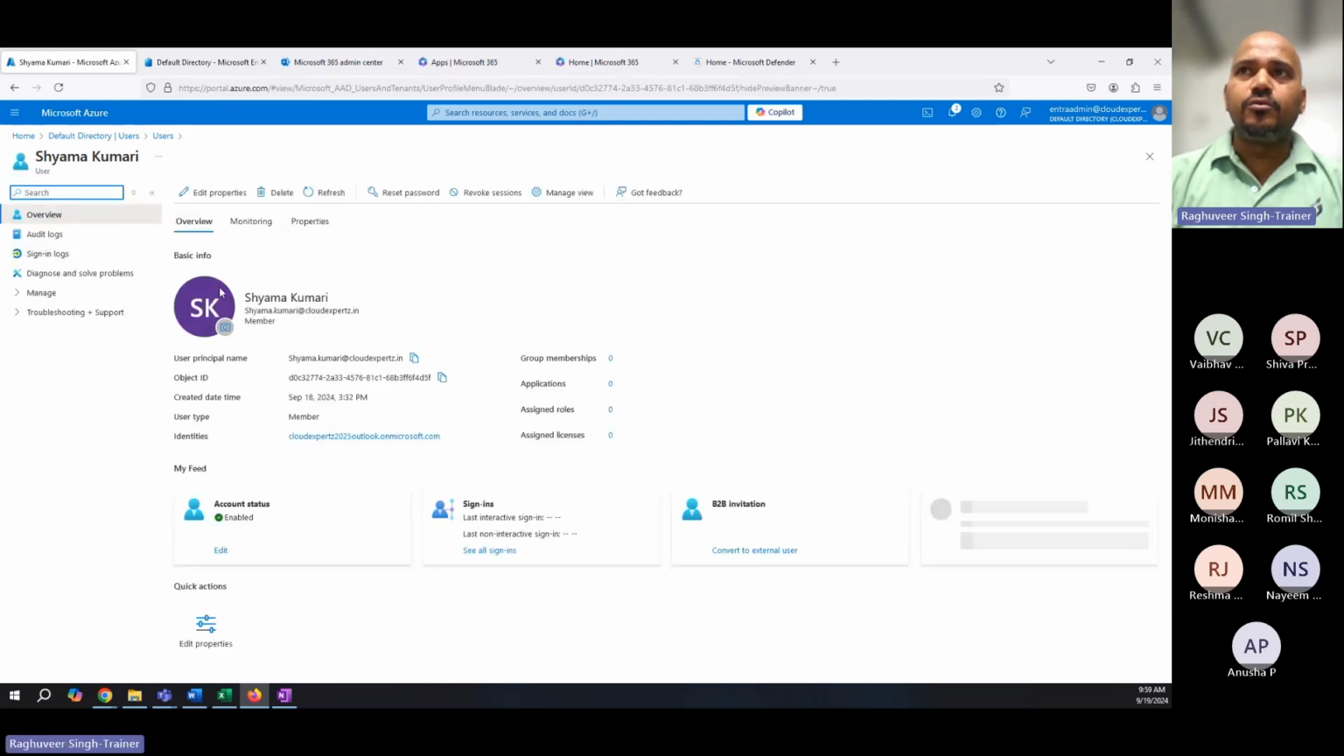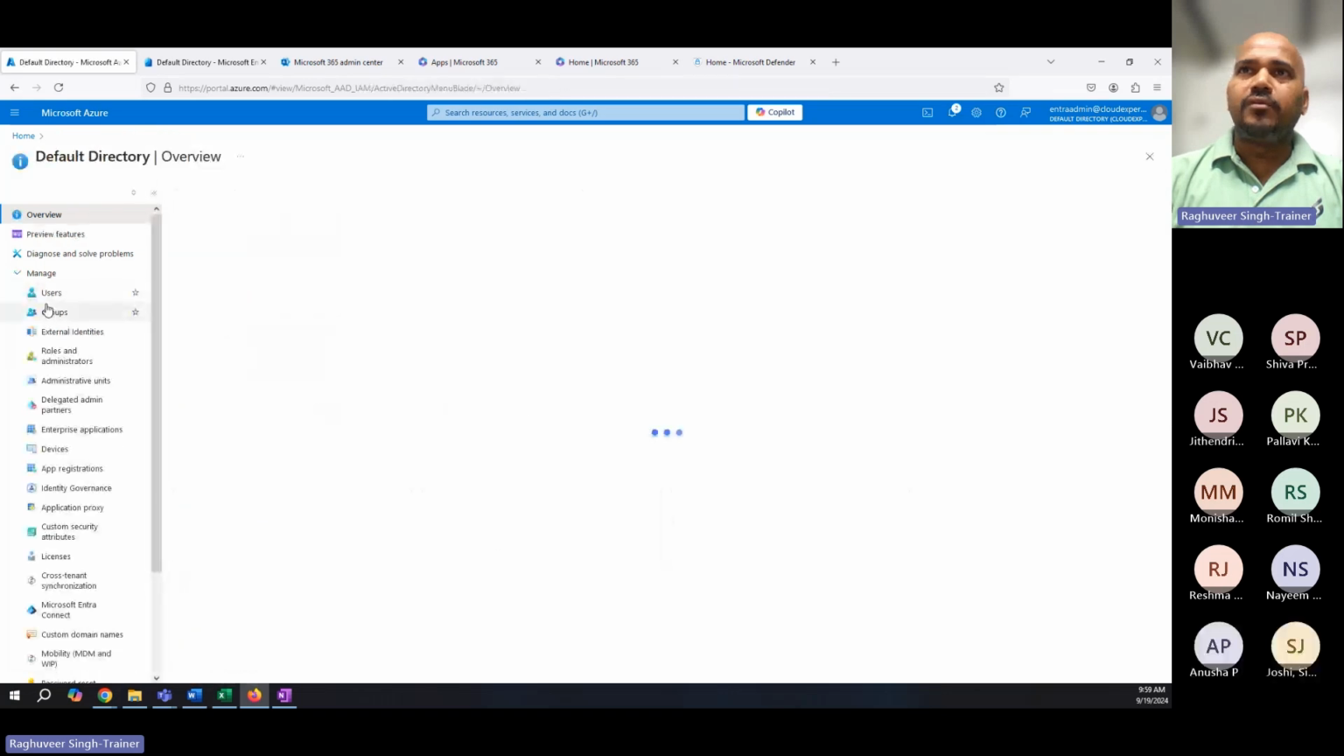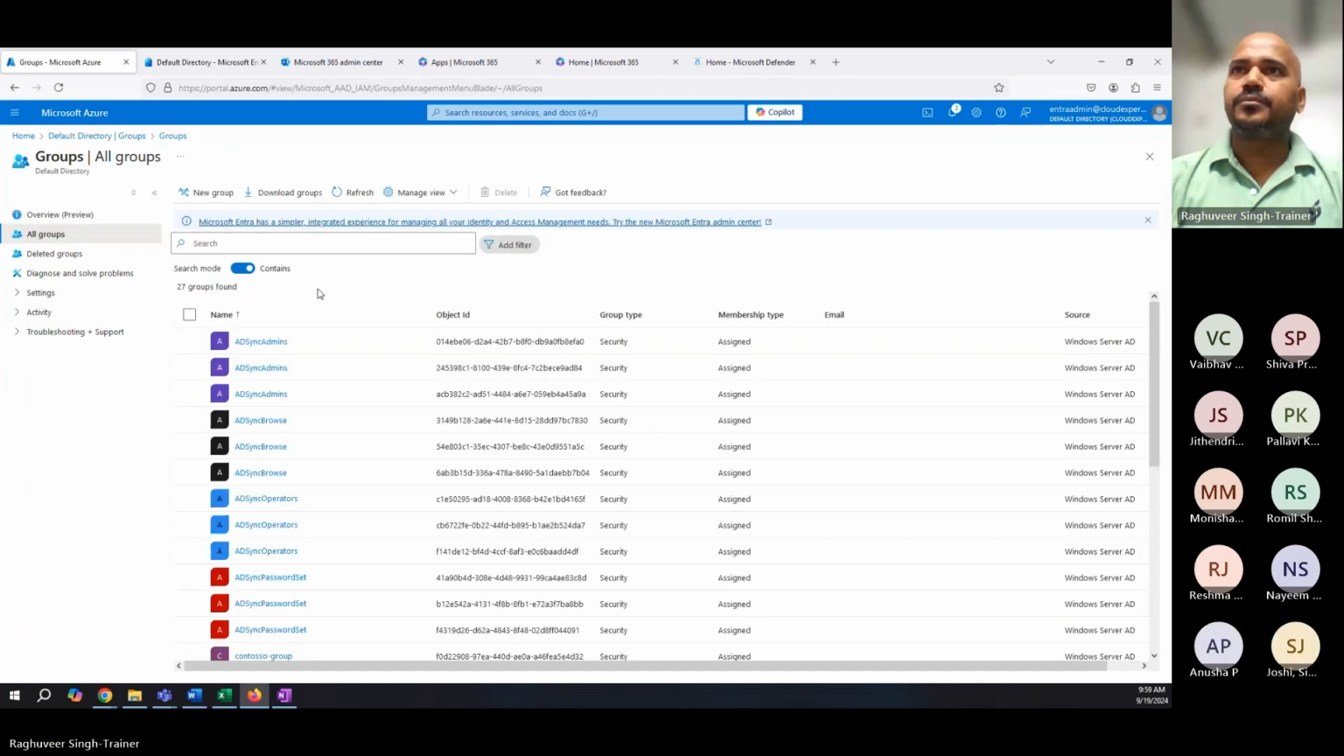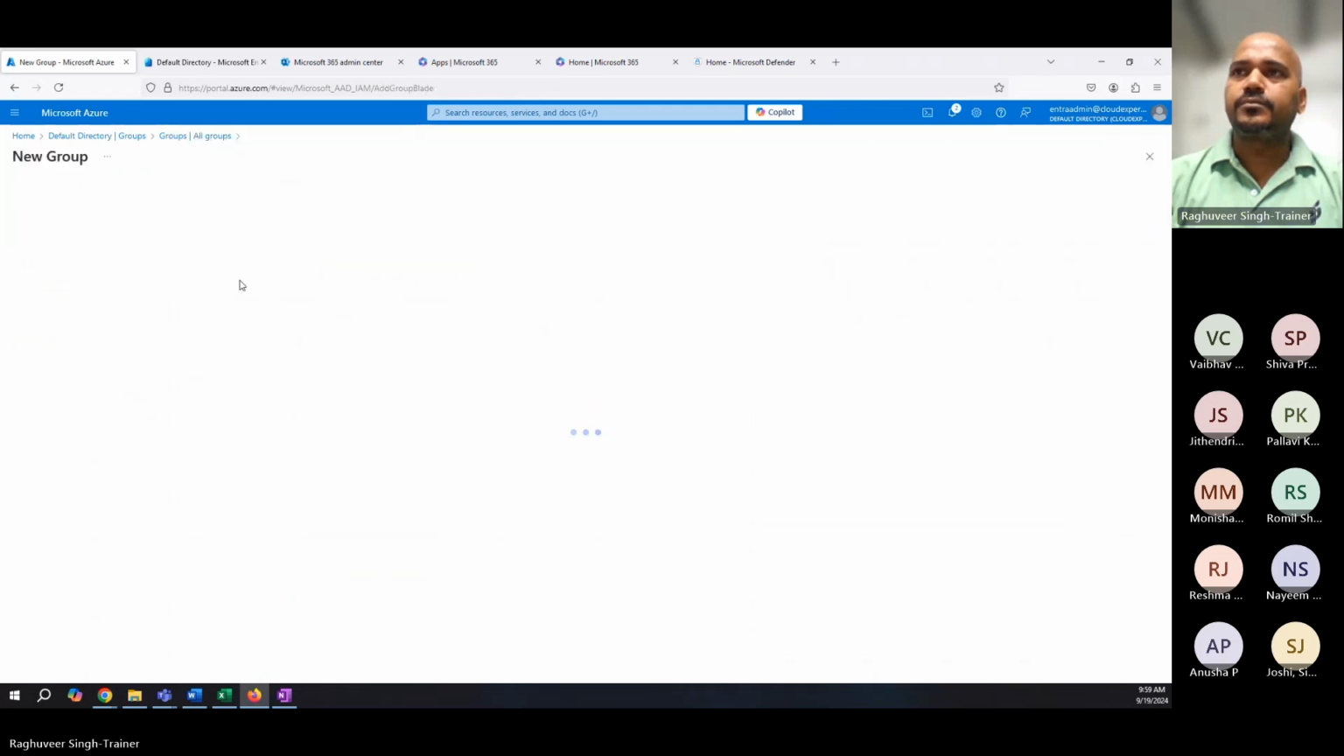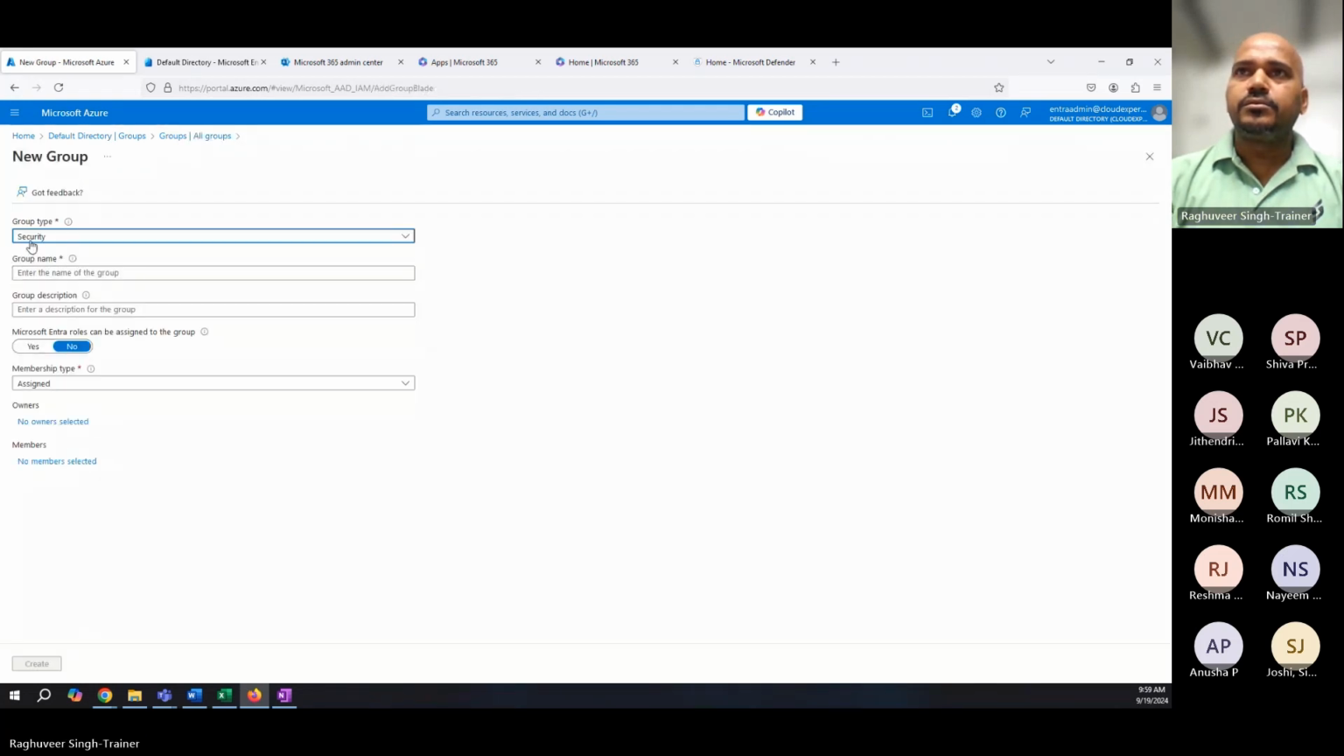So let's see how the dynamic group will work. I will navigate to Groups and create a new group. And as I said, there are two group types, security group and Microsoft 365 group. I'll create a security group. I'll name it demo DYN dynamic group.